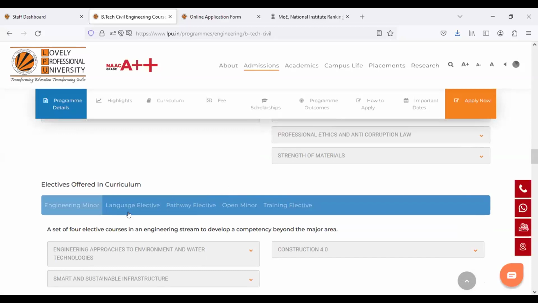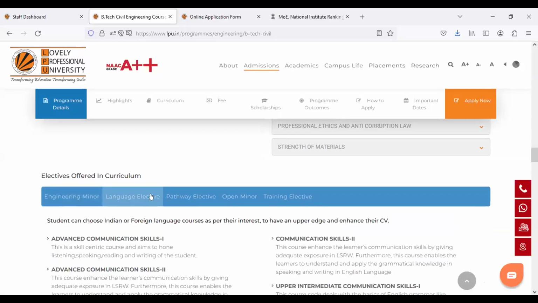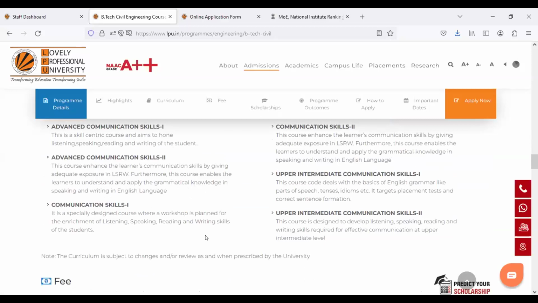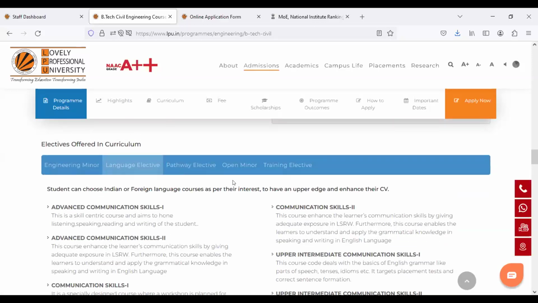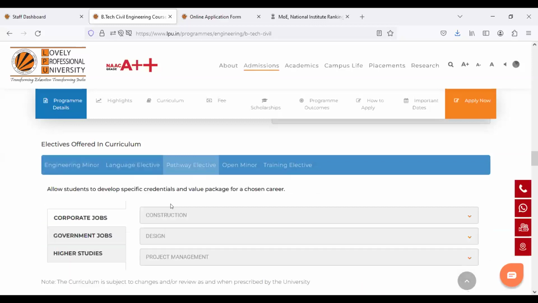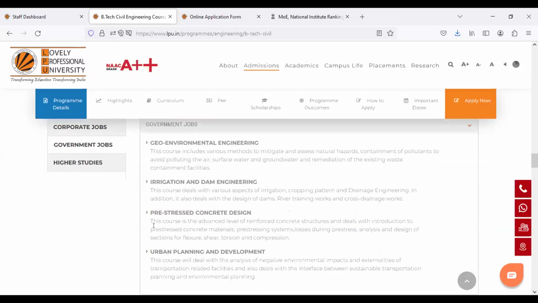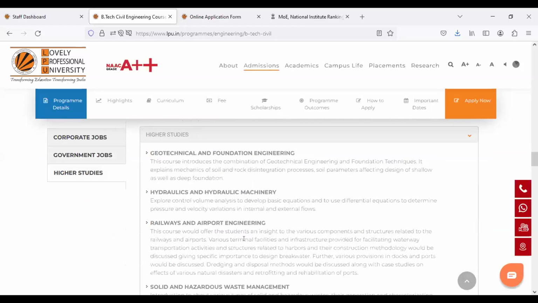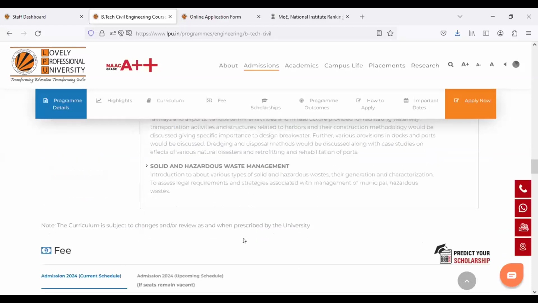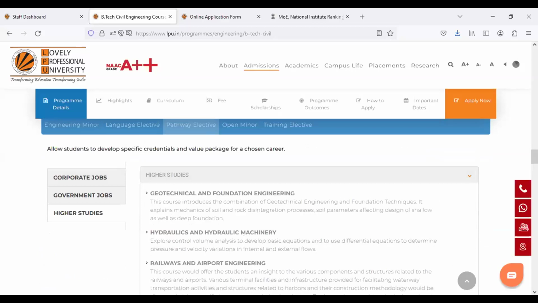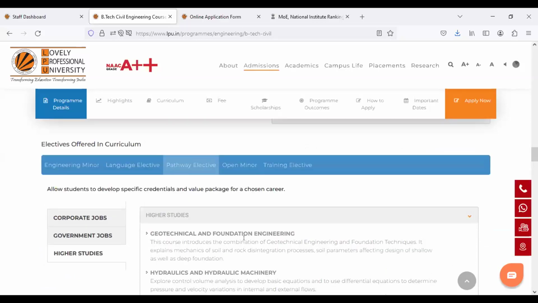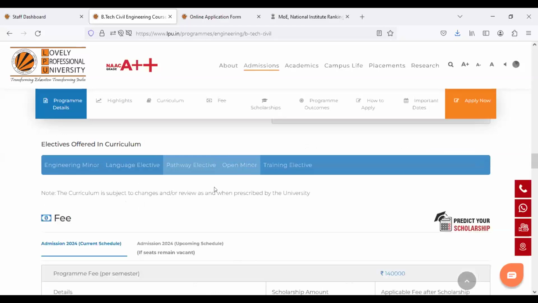Suppose I click on the language electives. Over here, you get to know these are the subjects you are going to study if you go for any of these. If you go to the pathway electives, then if you are interested in a corporate job, these subjects you are going to study. If you are interested in a government job, then accordingly these subjects. If you want to go for further higher studies, then accordingly you are going to study these subjects. This is a very innovative idea, to study as per your interested pathway.